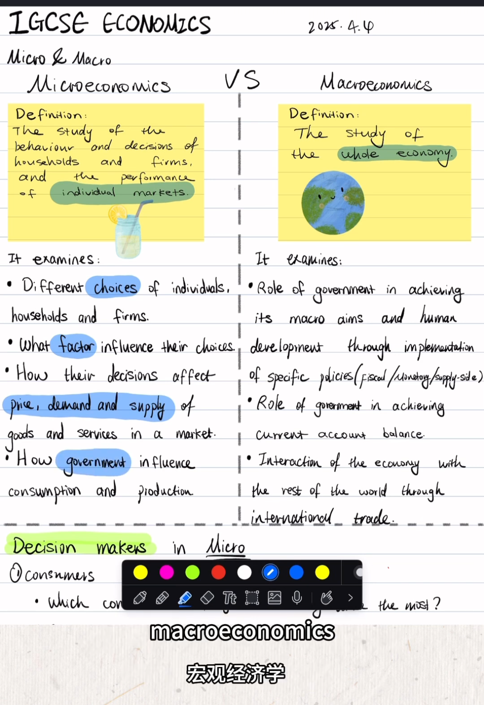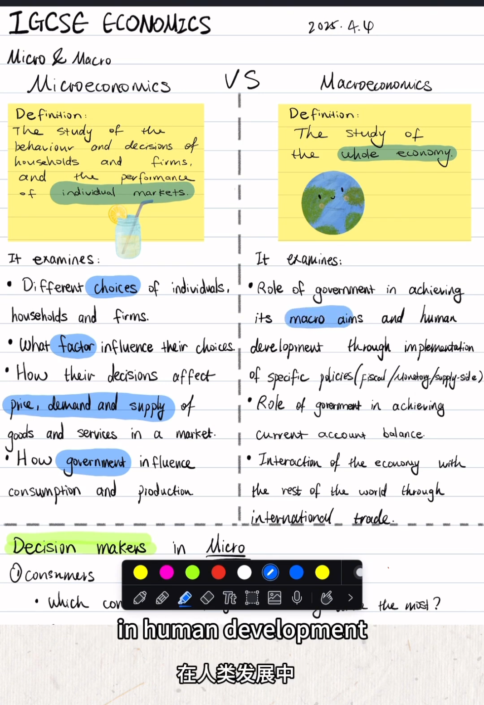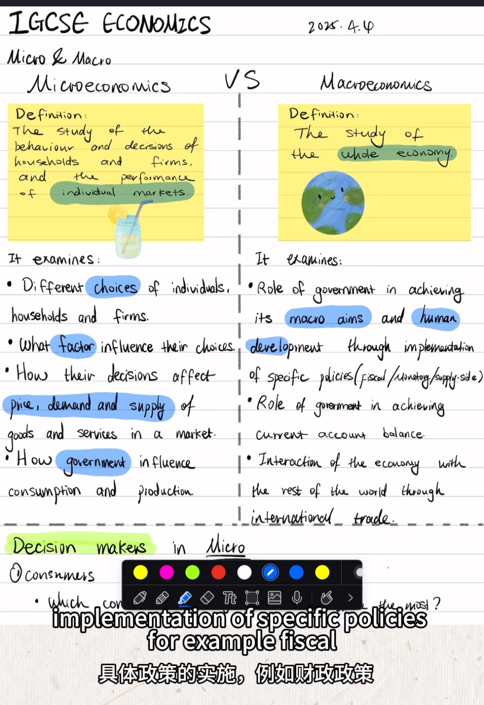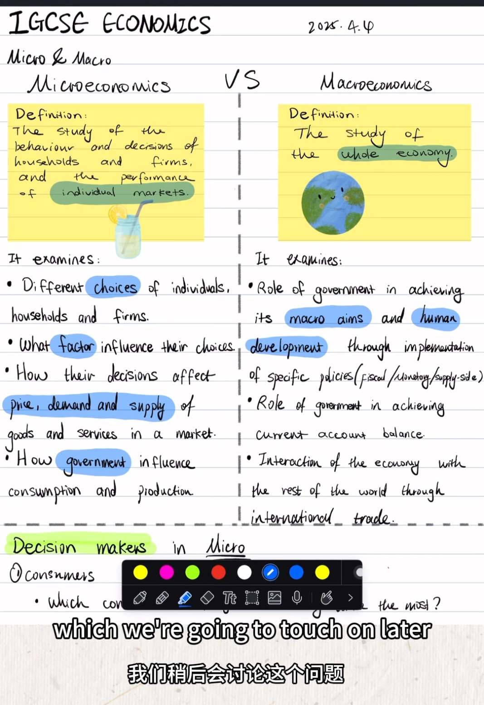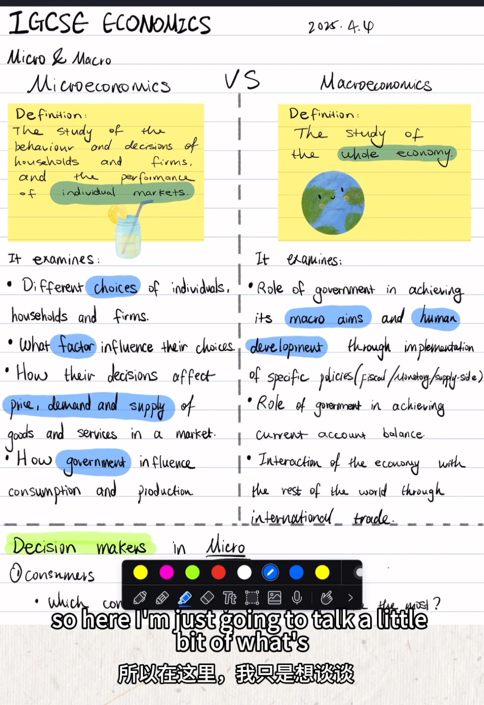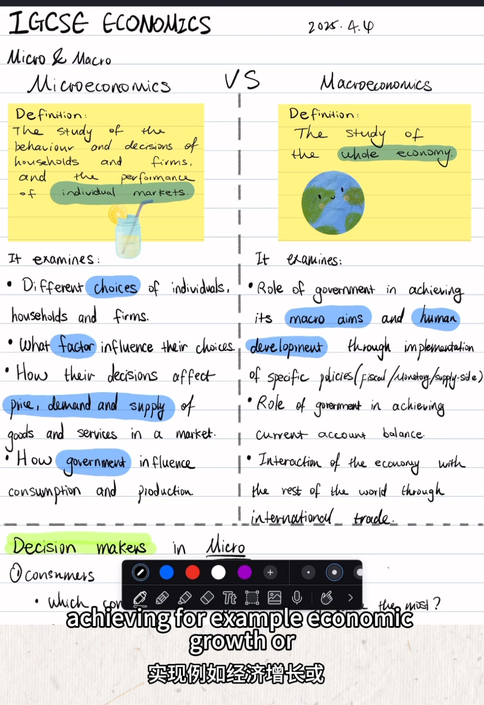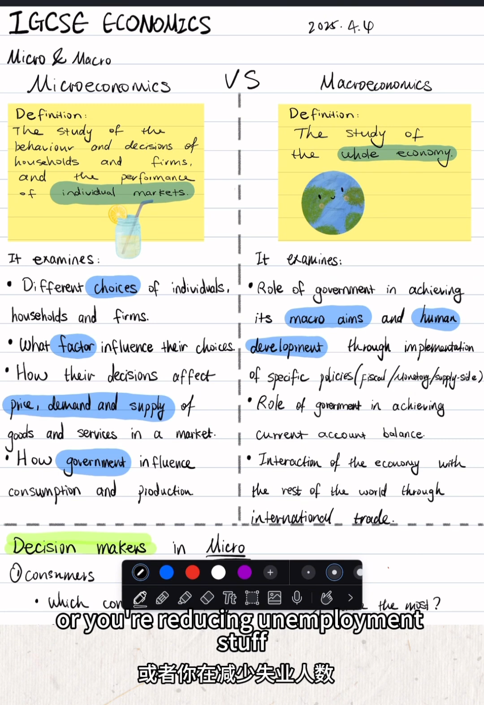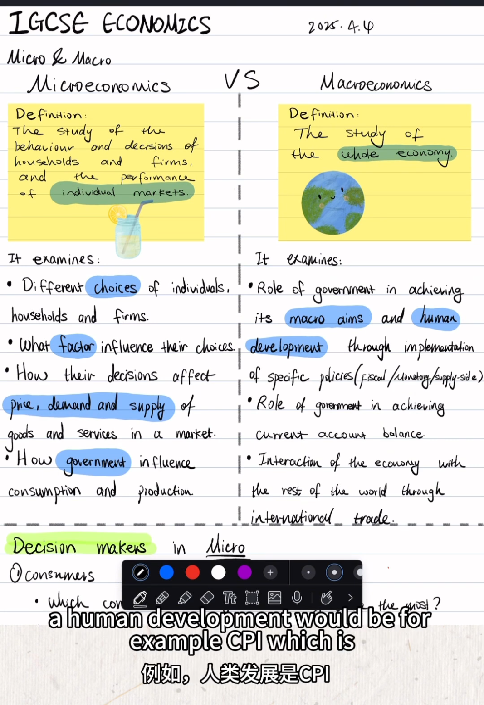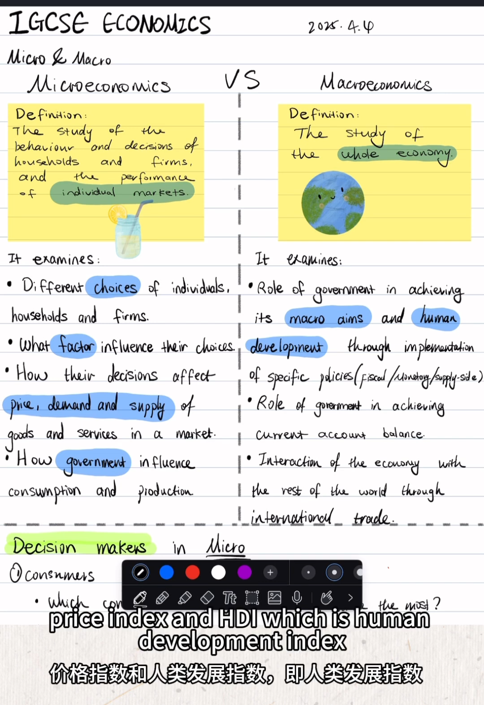By contrast, macroeconomics studies the role of government in achieving its macro aims in human development through implementation of specific policies, for example, fiscal, monetary, or supply side policy, which we're going to touch on later. So here I'm just going to talk a little bit about what macro aims are. Government macro aims is basically achieving, for example, economic growth, or maintaining a stable inflation, or reducing unemployment, stuff like that. And human development would be, for example, CPI, which is the consumer price index, and HDI, which is the human development index. Okay.